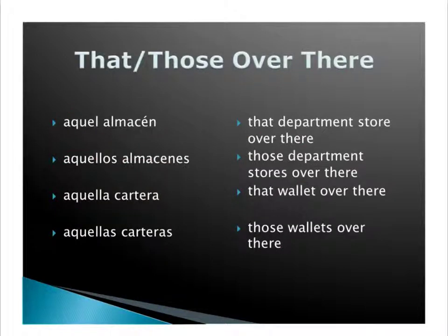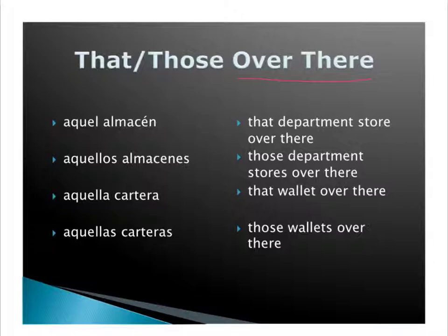Something in Spanish that's a little different from English is that we have a third type of demonstrative adjective and pronoun. In English, we usually say this one or that one. But in Spanish, you can have this one, or that one over there that is really farther away, that is physically more distant. And for that idea of that one or those over there that are literally farther away, we use forms of the word aquel.